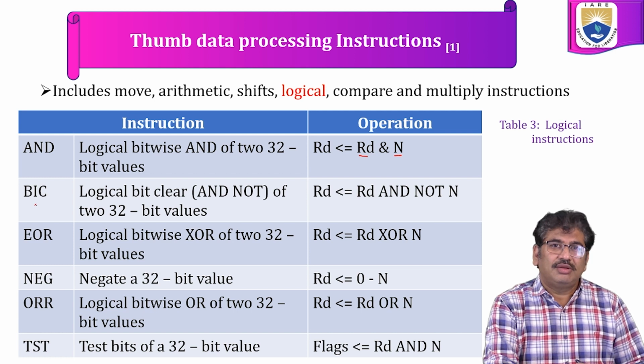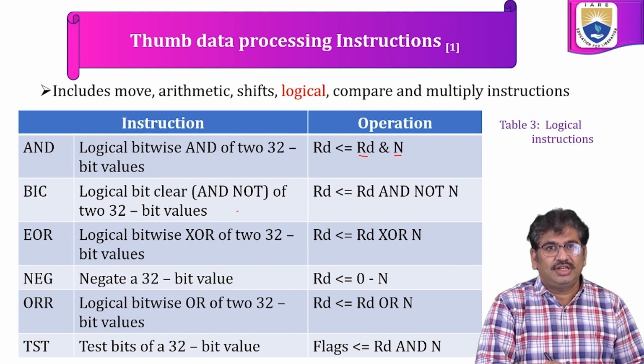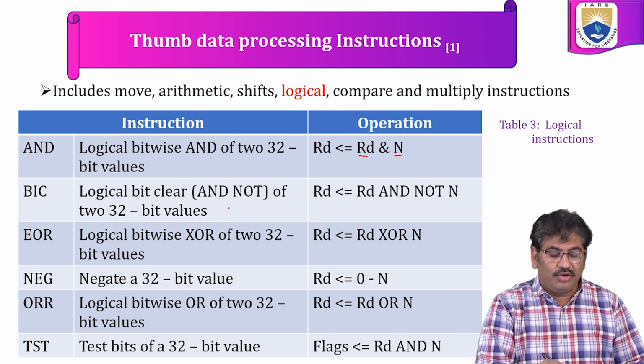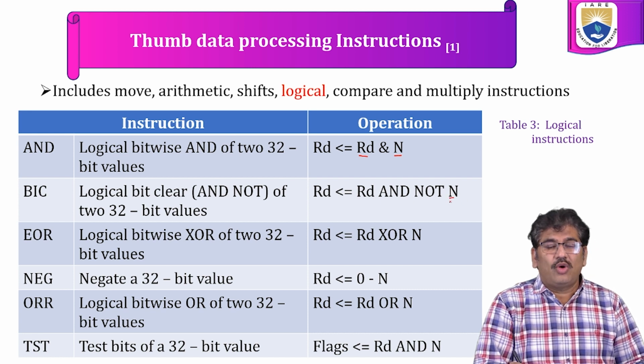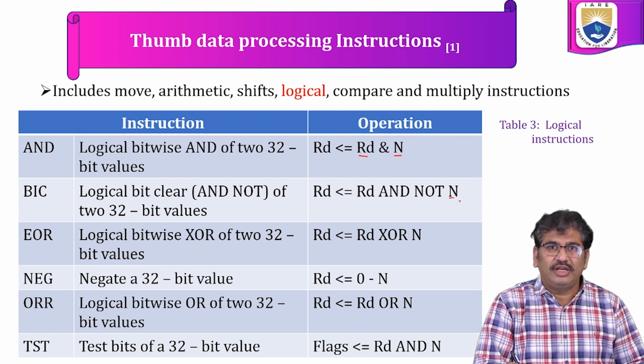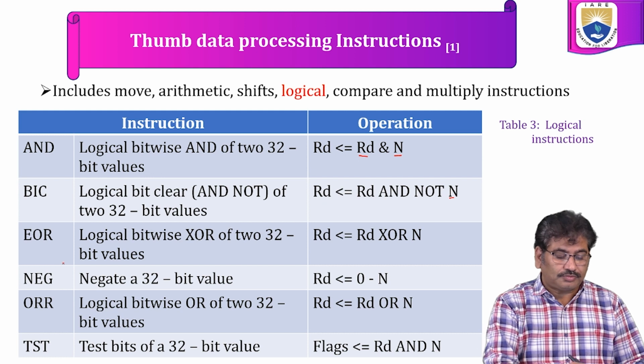The next instruction is BIC, which is a logical bit clear instruction which will perform the AND followed by NOT of two 32-bit values. Here, the contents of the first operand will be ANDed with the complement of the second operand, where the second operand can be an immediate data or it can be any register which I am placing in the place of N value. So these two will be ANDed and the result will be placed in RD register.